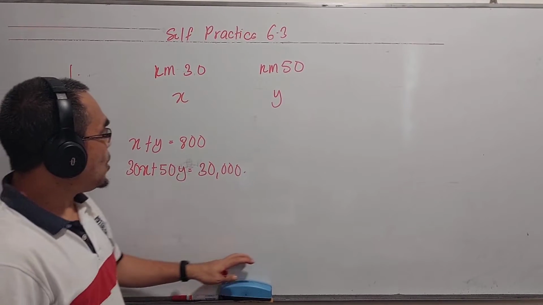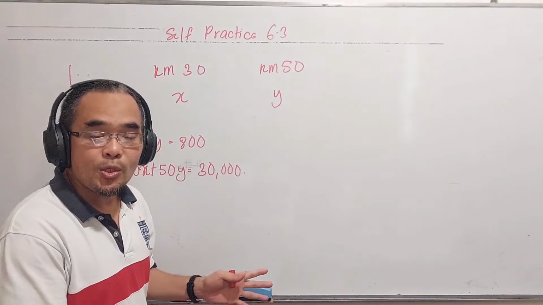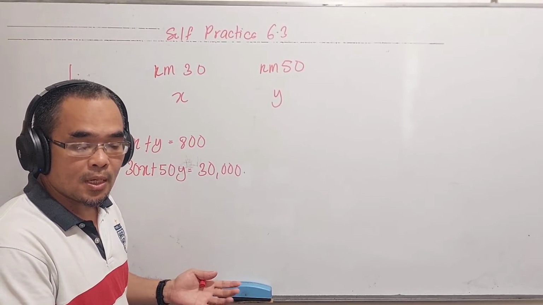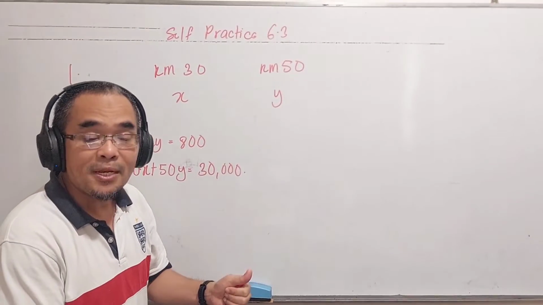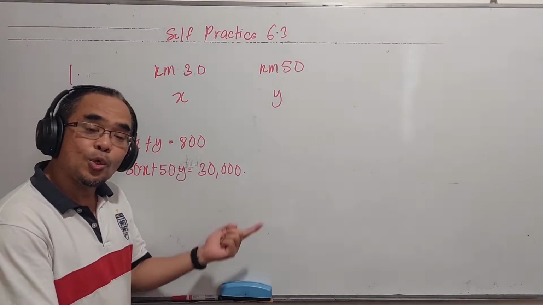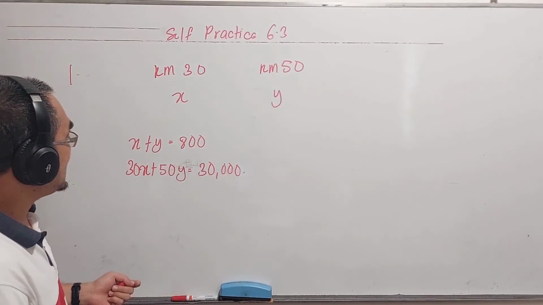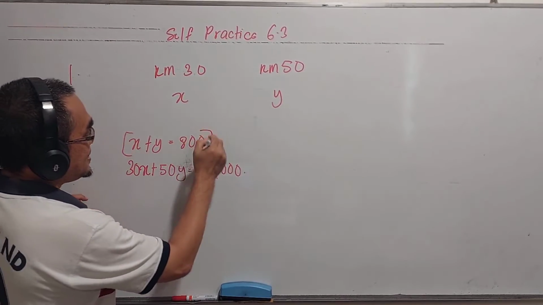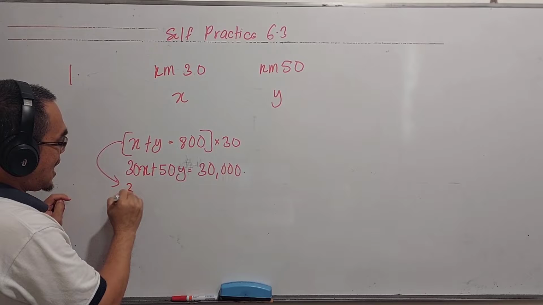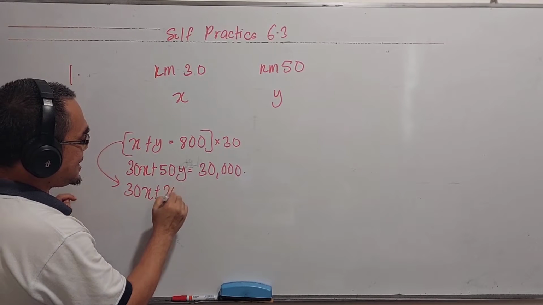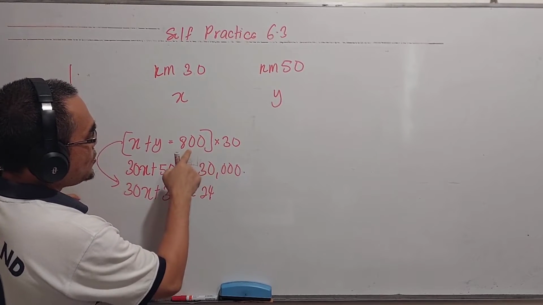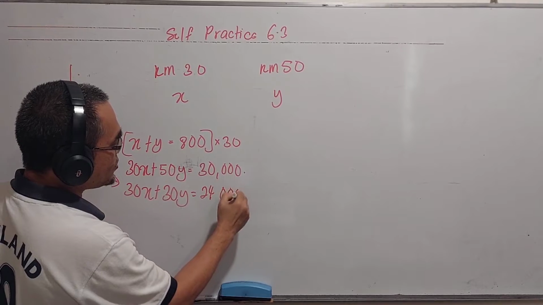Okay, so the first method I'm showing you to solve this: one, we have elimination and another, substitution. So I will show you using the elimination method. First, I will multiply the first equation by 30. When I multiply by 30, I rewrite it: 30x plus 30y equals 8 times 3 will be 24, and three zeros, 24,000.